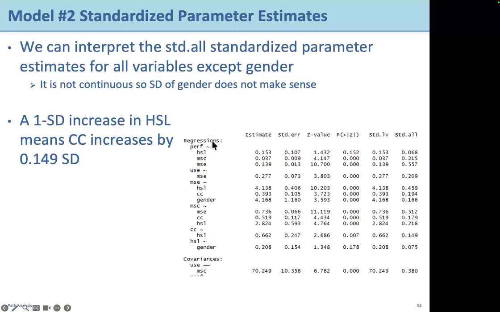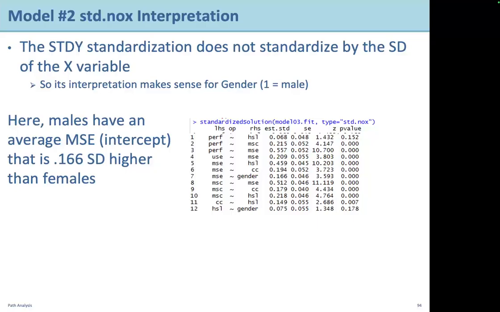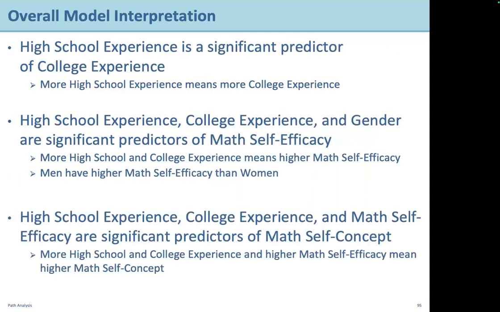Okay, I just talked about standardized parameters. So overall, this is how we'd interpret the model here, right? This is basically going through every regression and describing what is significant. So let's just say it. From this study, we found that high school experience is a significant predictor of college experience, right? So more math in high school usually means more math in college.